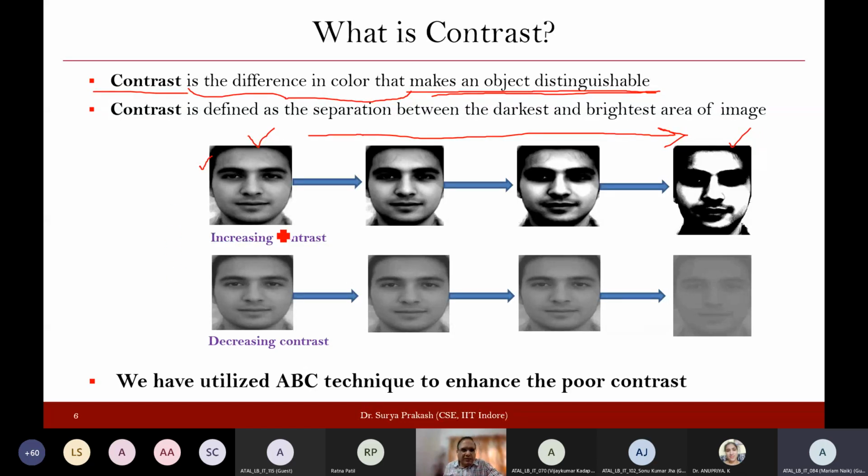This is another example where we are almost starting with the same image, but here the contrast is decreasing. If you see this picture, you have good differentiation between the different parts of the image. But as you are moving from left to right, the contrast is decreasing. So here you have a little poor contrast, still further poor, and then at the end the contrast is really very poor, and you are not able to differentiate what exactly this image is representing.